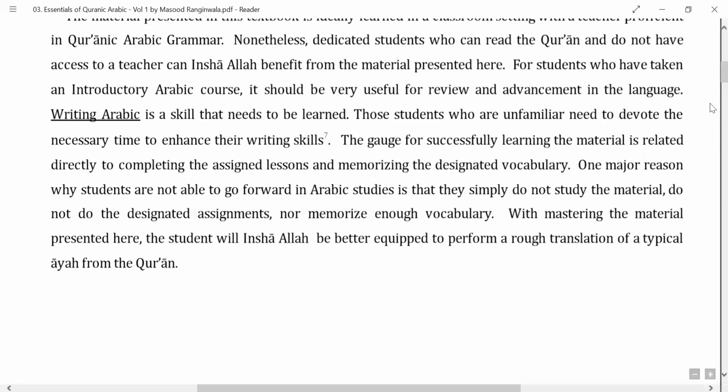Now, these last two sentences are very important. I want you all to keep this in mind. One major reason why students are not able to go forward in Arabic studies, either they simply do not study the material, or they do not do the designated assignments, nor do they memorize enough vocabulary. So all this is very important. If you want to move ahead and understand, this is what you need to do. You need to study regularly, constant, consistent, do your assignments, and keep memorizing vocabulary.